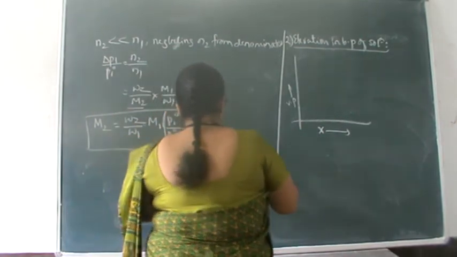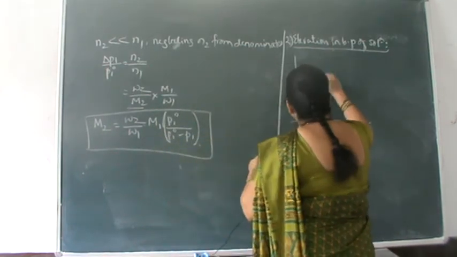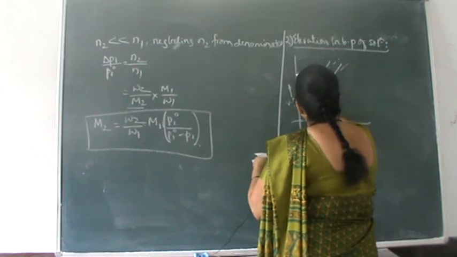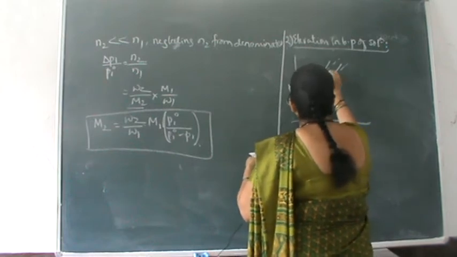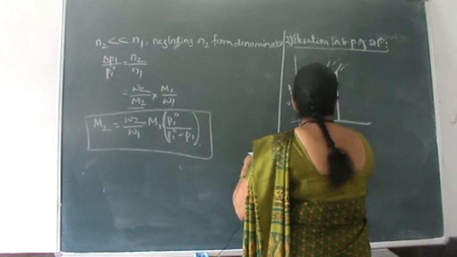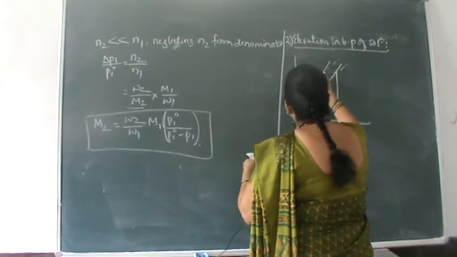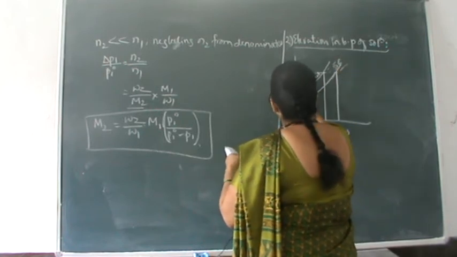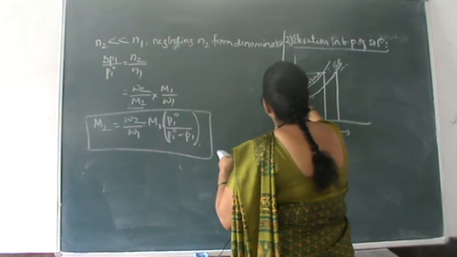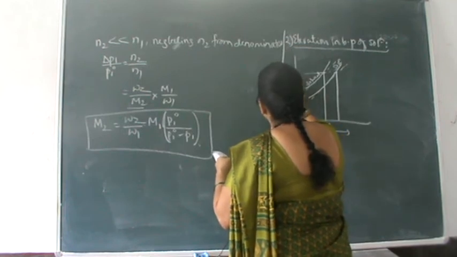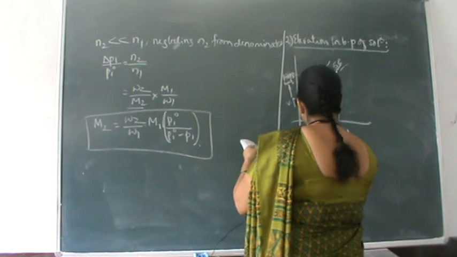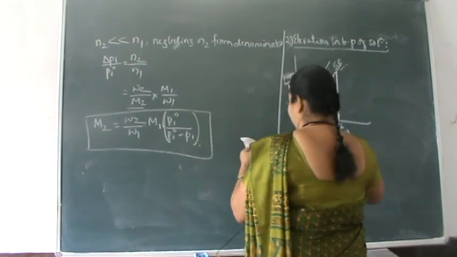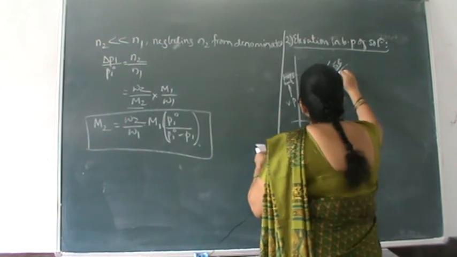Here the graph of the solvent is like this, and the solution is like this. If you plot the tangent, this is TB naught, this is the solvent graph, this is the solution, and here it is 1.013 bar. The difference between TB naught and TB will be delta T.